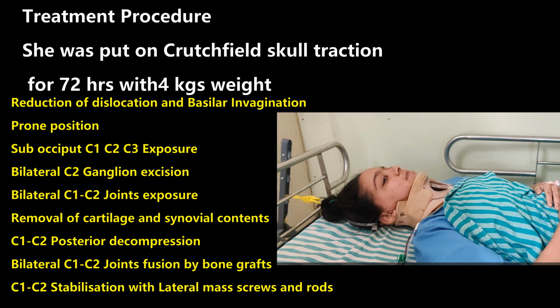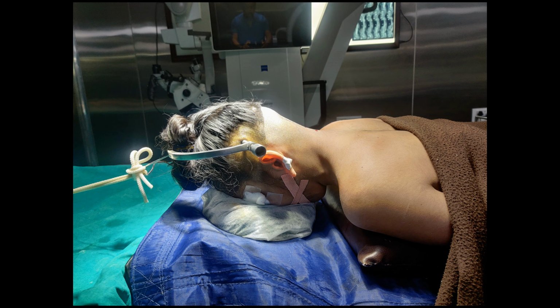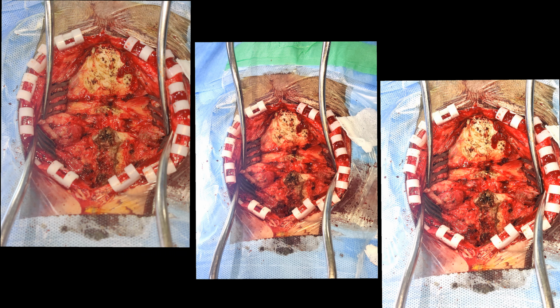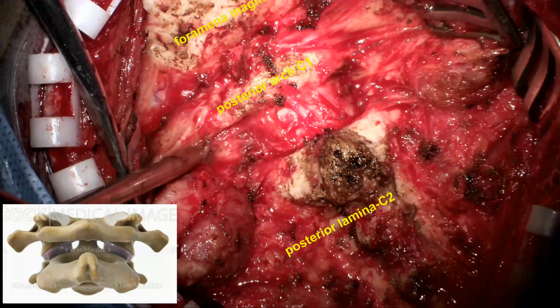She was put on traction for 3 days prior, which helps in reduction of the dislocation and basilar invagination. In a prone position, the incision was from subocciput to C1, C2, C3 exposure, with bilateral C2 ganglion excision and bilateral C1, C2 exposure. This is the position during the surgery with the traction on, with a midline suboccipital incision. The exposure is from the subocciput to C1, C2, and C3.